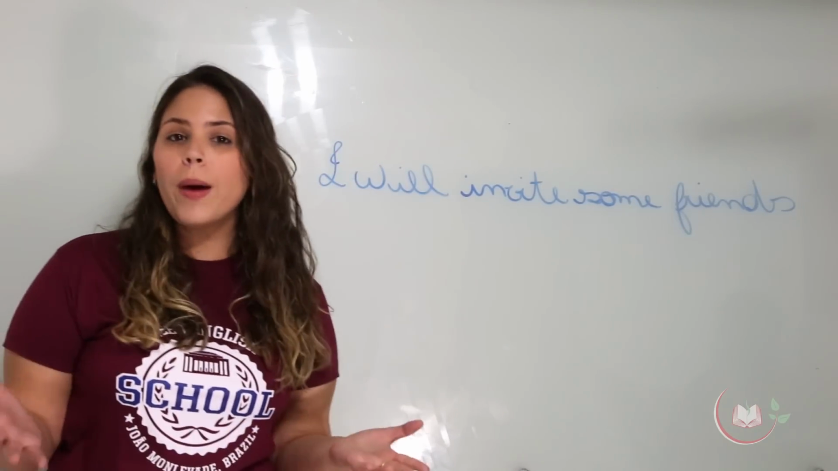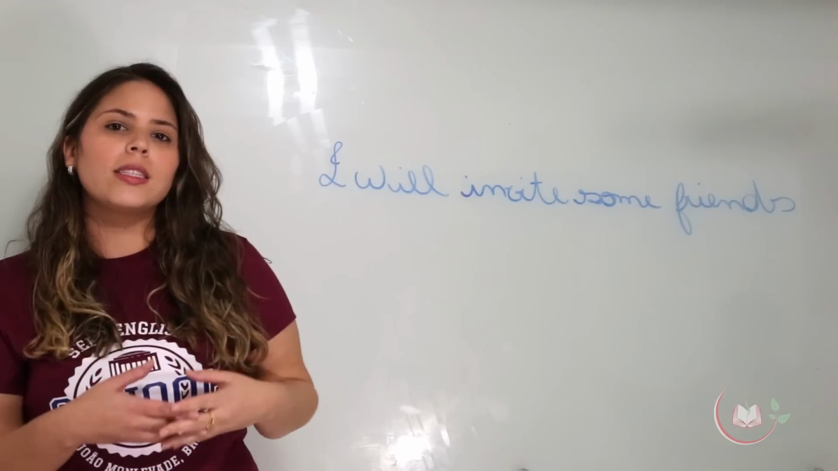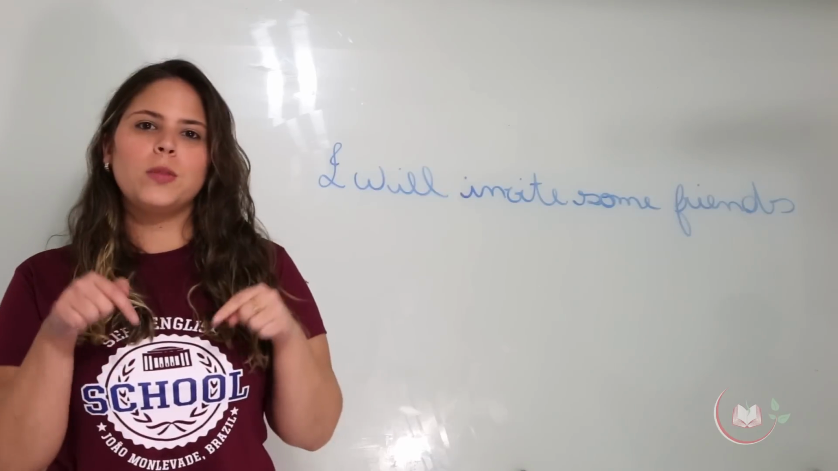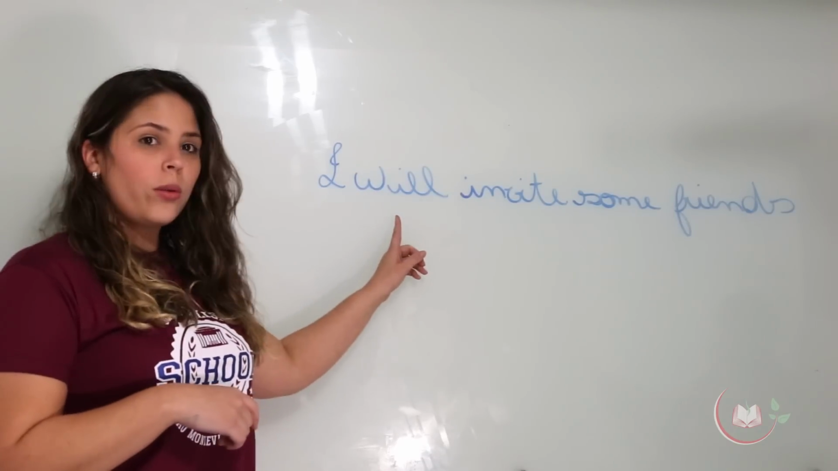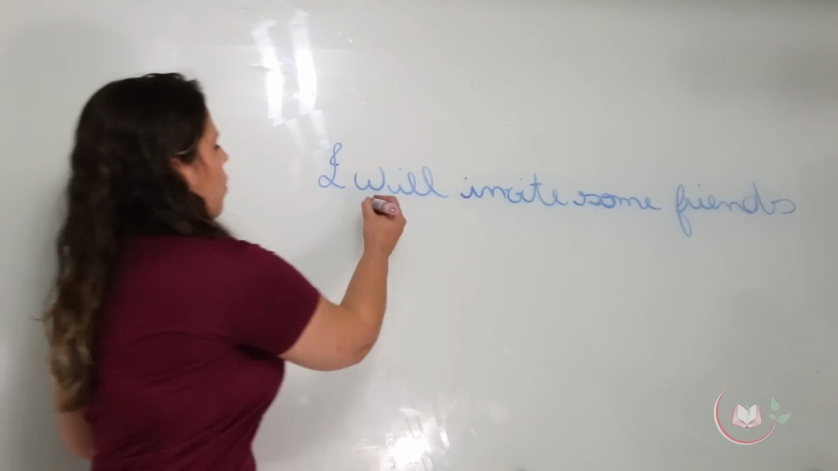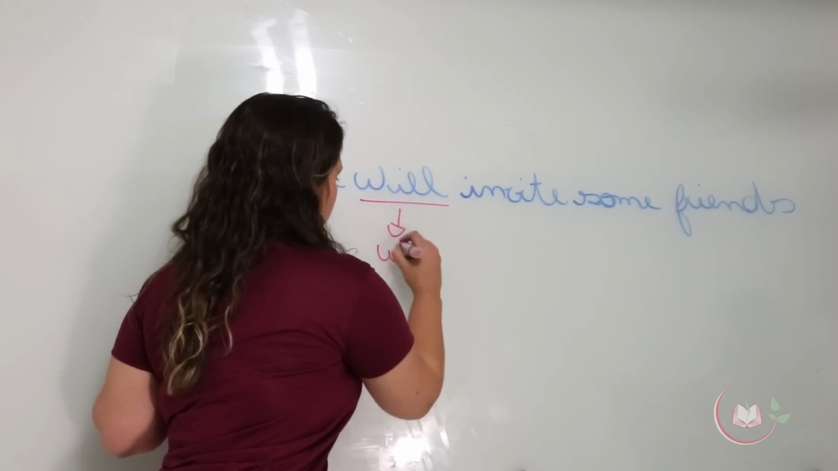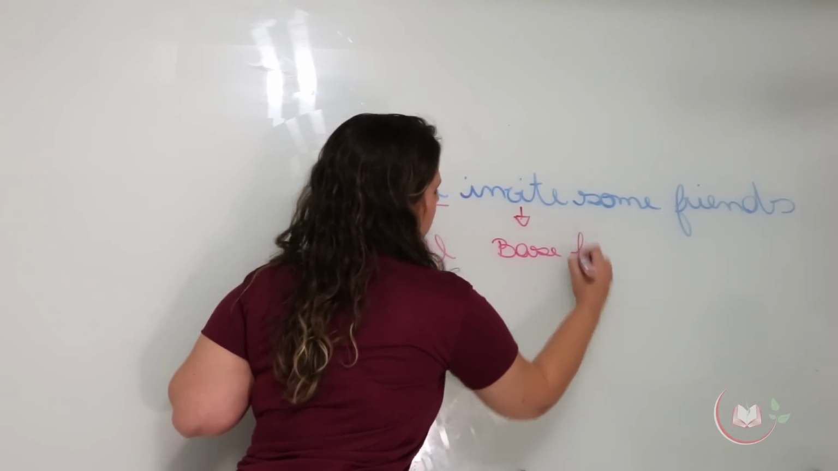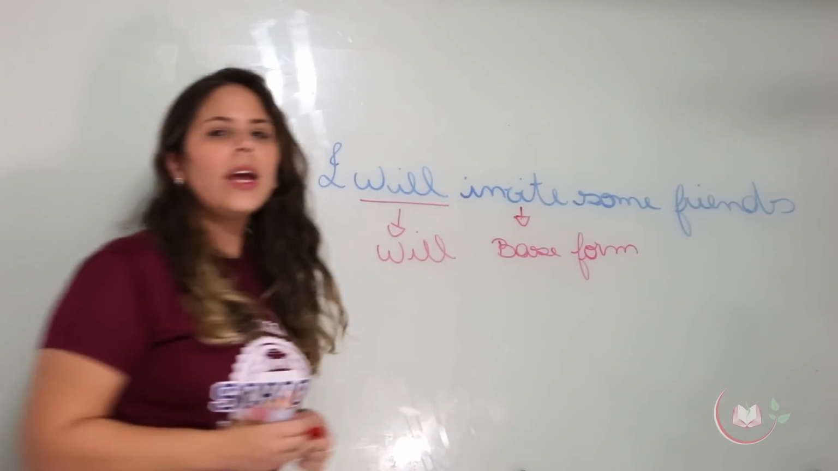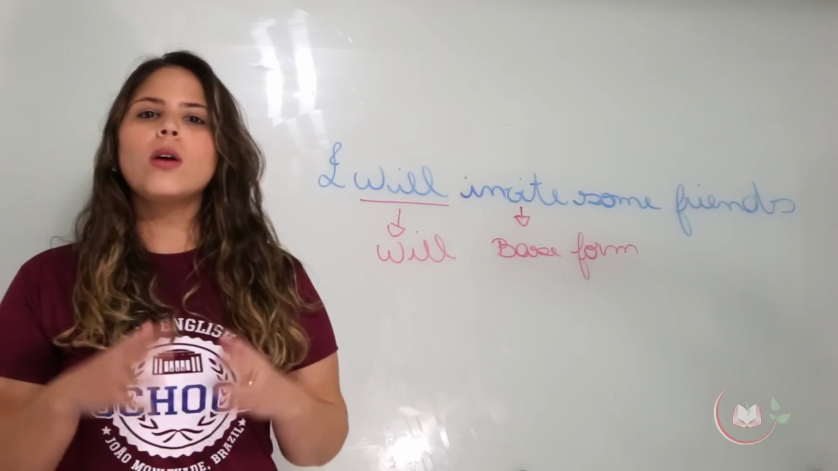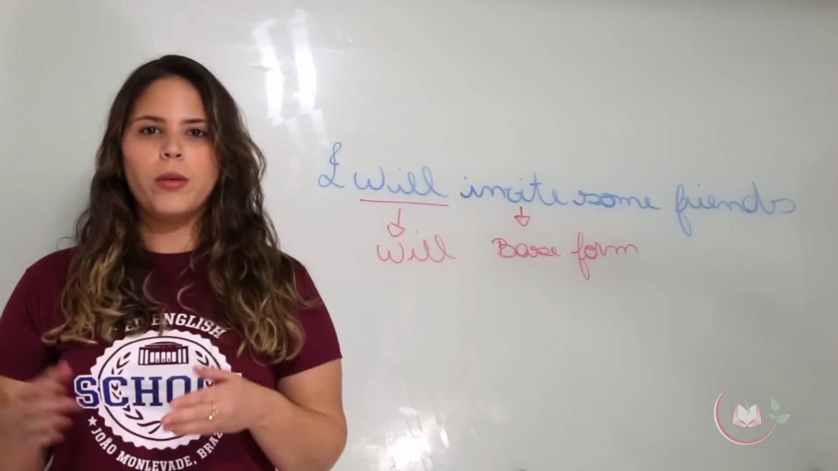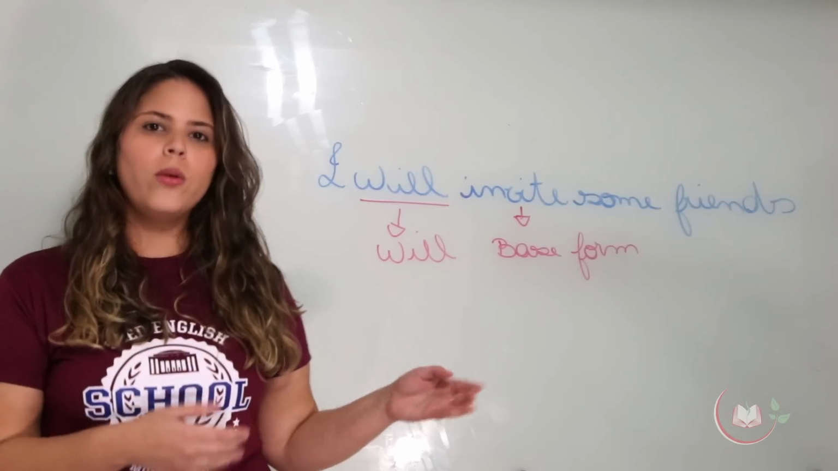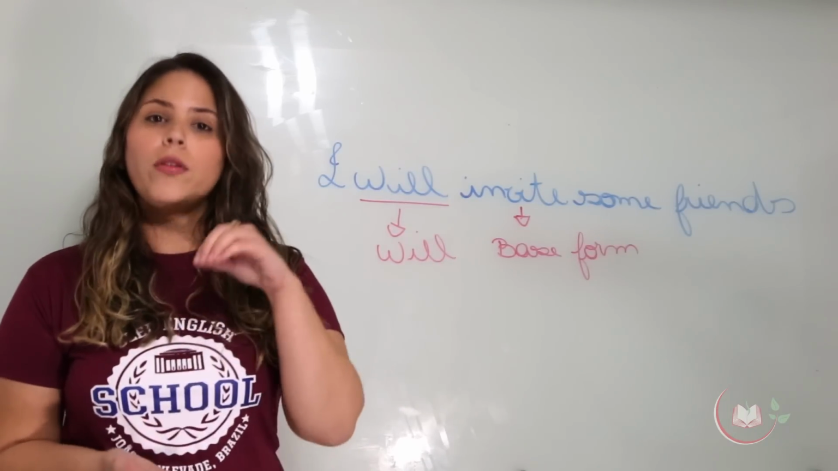The decision of having a party, the decision of inviting friends, was made at the time of speaking. When we have decisions made at the time of speaking, we use the structure will. So let's check this structure. We have will, and we have the verb in the base form. What is a verb in the base form? Verbs in the base form are verbs in the simplest form. For example, make, do, go, have. So we use will when I have decisions made at the time of speaking.